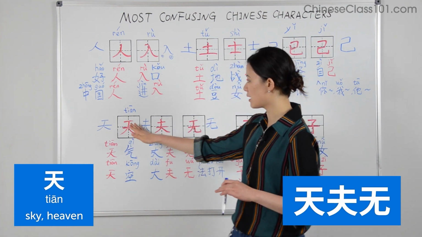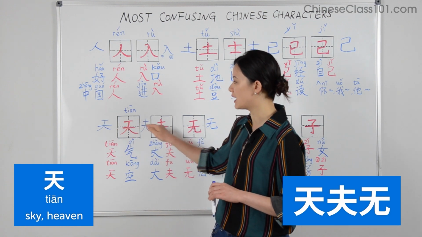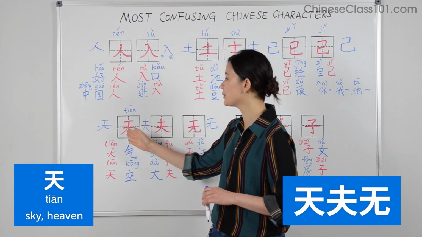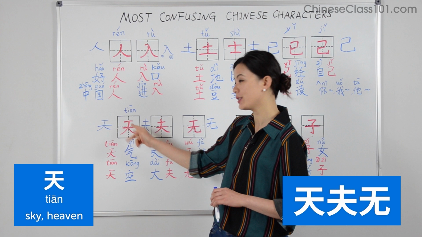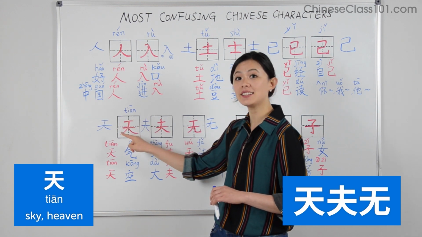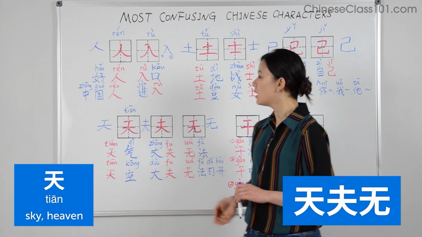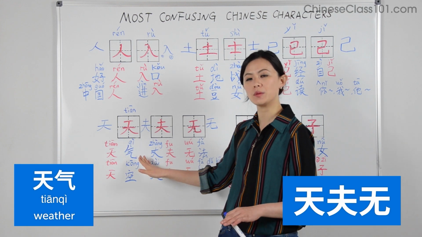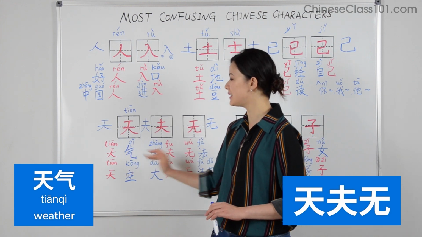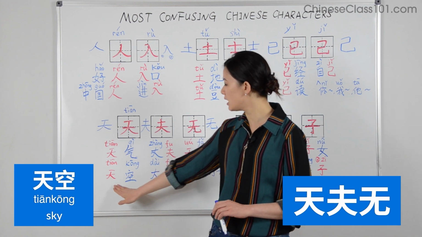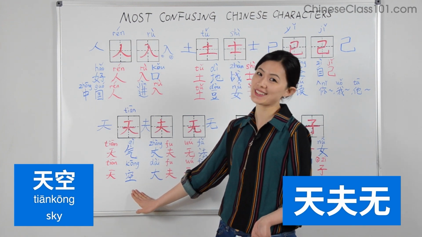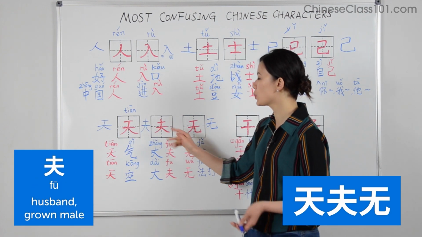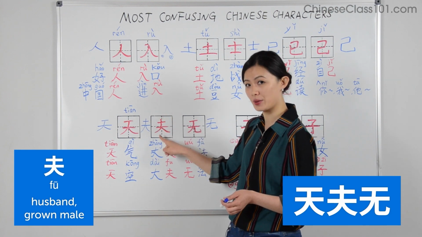Well, you can think of this character, the 2 horizontal lines, as the outlines of the sky. And then there is a person. Remember this one? Person under the sky is 天. We can combine 天 with 气. 天气, this compound word means weather. And this one, 天空, is another way of saying sky.